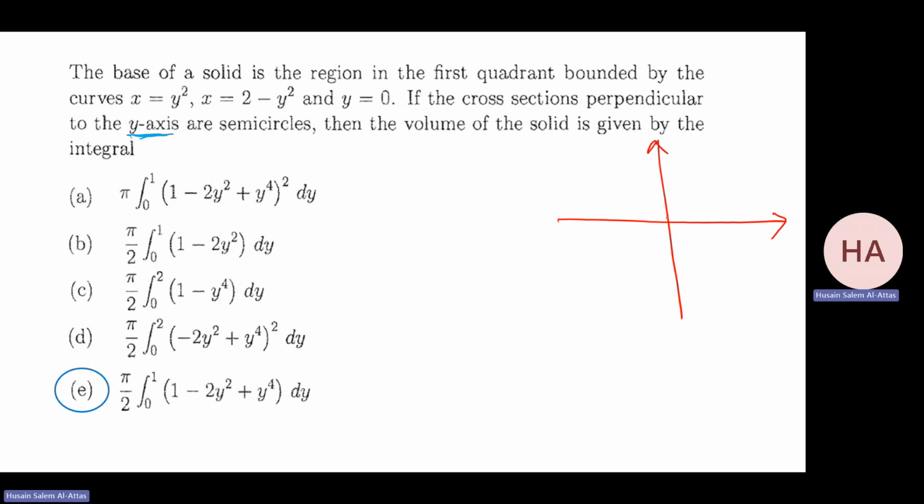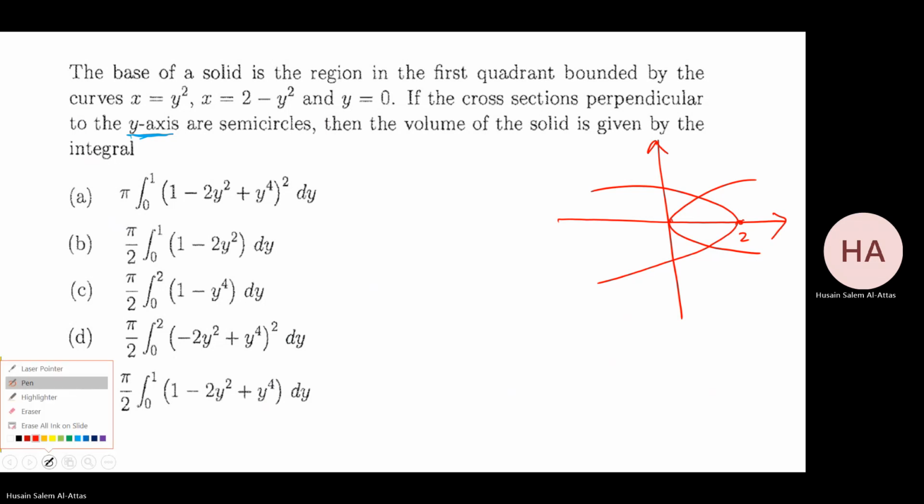x equal y square. This is x equal y square. x equal 2 minus y square. So this is 2, and this is the other one. Okay. Cross section perpendicular to the y-axis. So everything should be in terms of y. So this is my line.